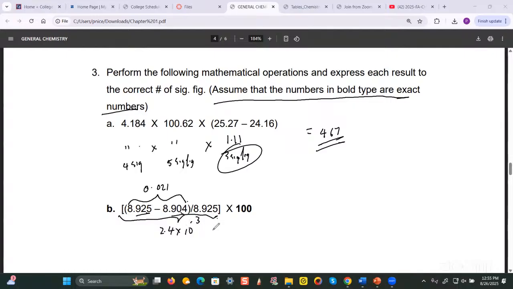Then you multiply by 100, right? So when I multiply that by 100, I'm going to get 0.24. And remember, the 100 is exact, so therefore, you round off to 2 sig figs to get the final answer. Right? That's it. Any questions about this one? Any questions?